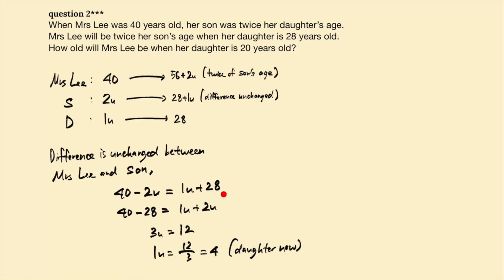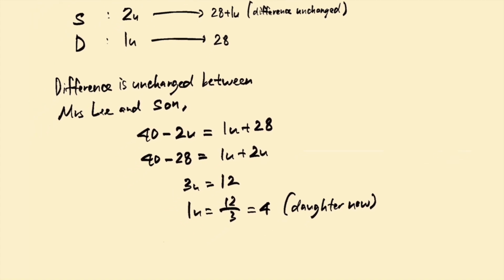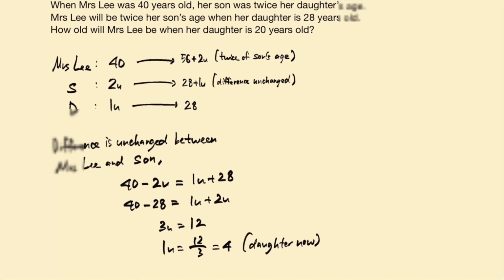This is an equation we can use to solve for an unknown 1u for sure. So let's see, positive 1u is larger than negative 2u, so 1u stays here. This negative 2u goes over to the right side, being positive 2 units. 40 stays there. This positive 28 goes over, negative 28. So 1u plus 2u is therefore 3 units. And the right side is 12. 1u is therefore 4. Our daughter now is therefore 4 years old.